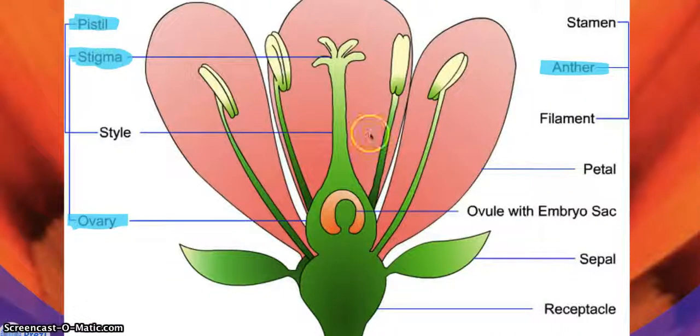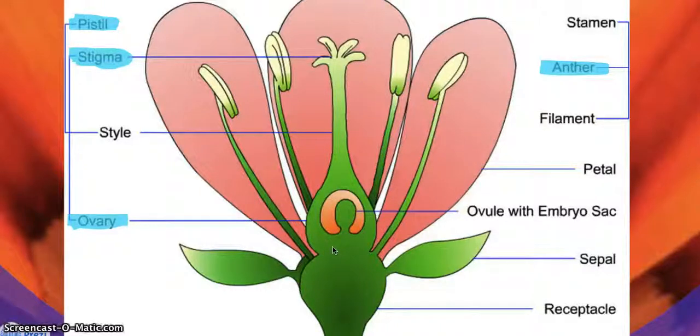So we see our flower here, and this is an anther, which is where the pollen is produced, and that is the male part of the flower. And the female part of the flower is the pistil, which is all of this. It's composed of the stigma at the top and the ovary at the bottom, which is where the egg cells are found.